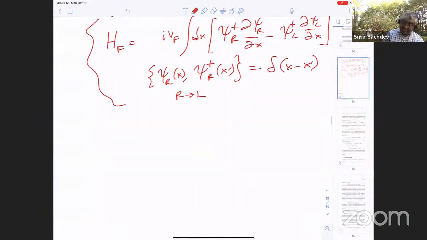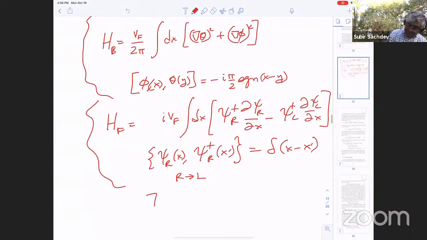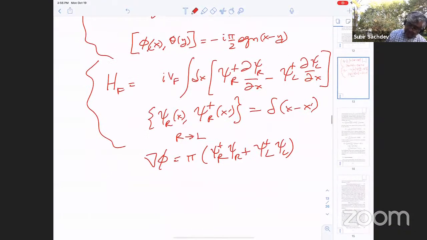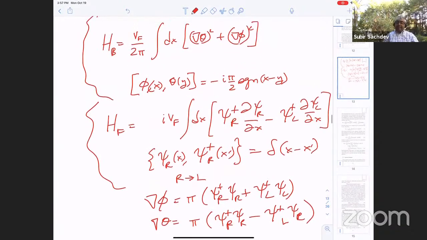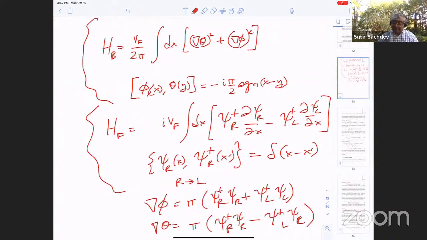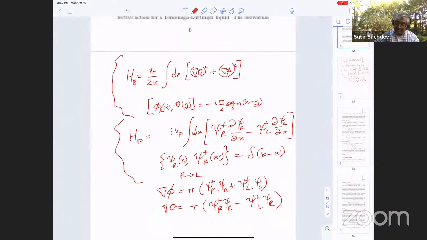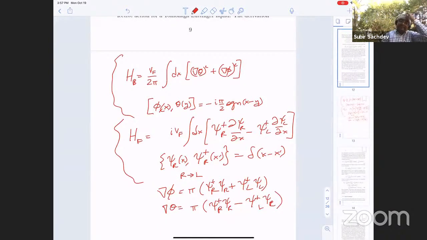So I should write this out here if I can remember it. So one of them was grad phi is pi times psi dagger psi right, and grad theta. So these are the famous bosonization formulae written out in the continuum now for an infinite system, not worrying so much about edge effects.